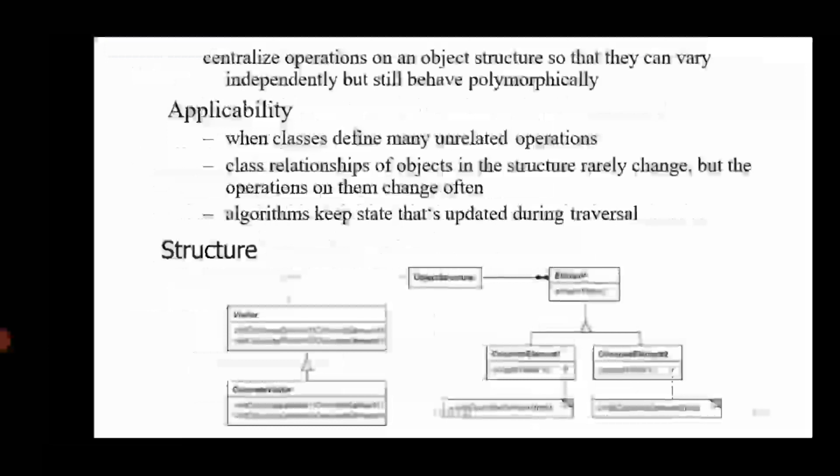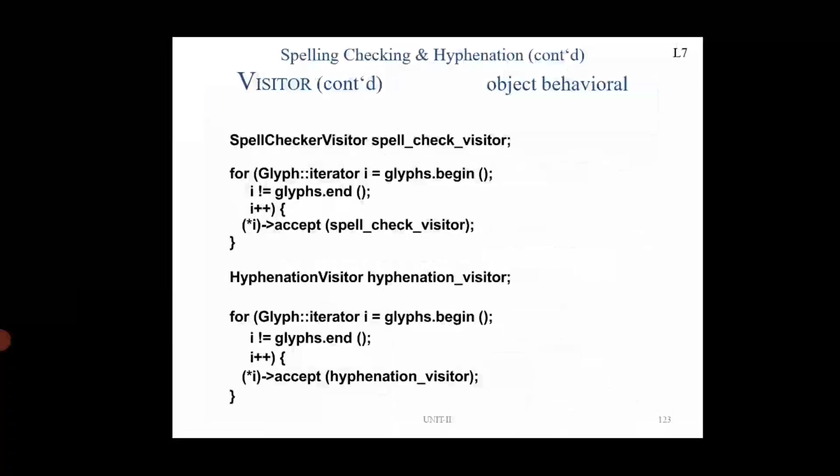This is the graphical notation of classes and objects. Now we are moving to the visitor sample code. The sample code looks like this, which we already learned. We are using the accept function and the hyphenation visitor. Here also it is the same, we are accessing accept with the hyphenation visitor.